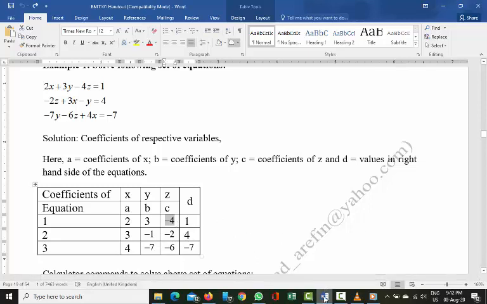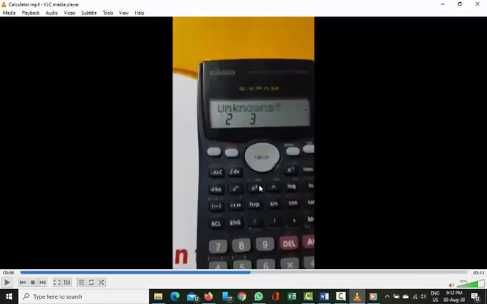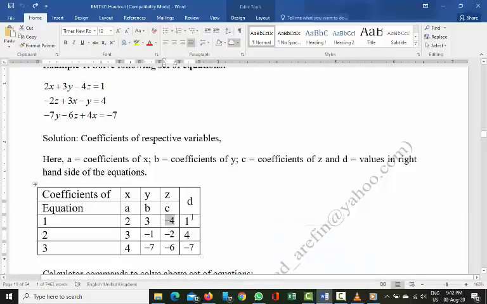Then a new question will come, D1 question mark. That means what is the value of D, the value of the right hand side of the equation? In equation 1 the value of D is 1. So press 1 and then equal.